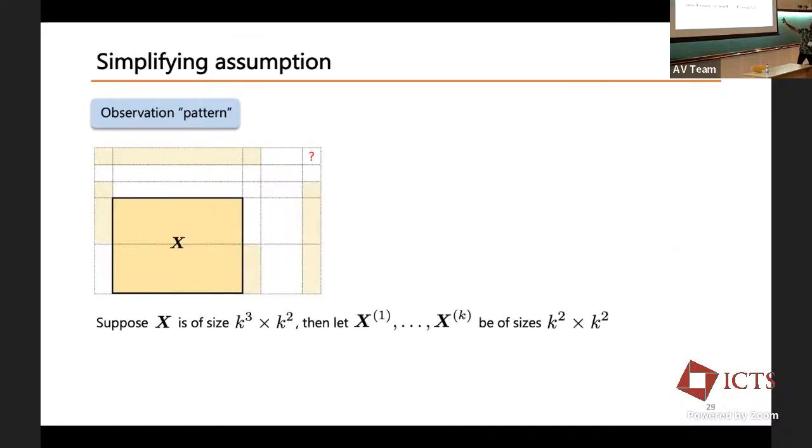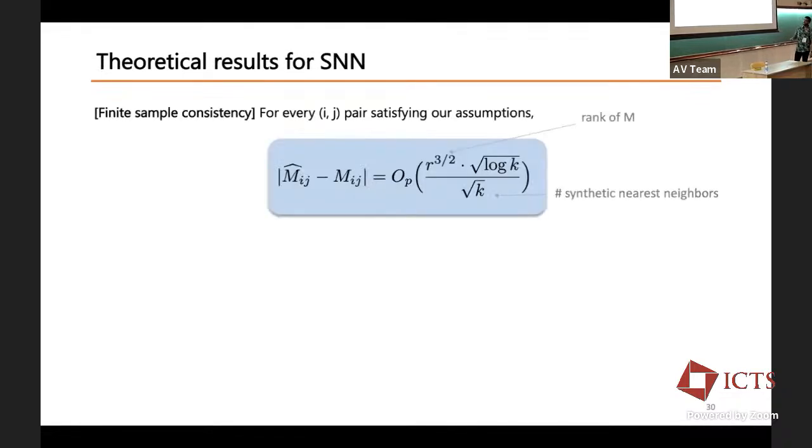Now, just to give a sense of, let's say this matrix X was hypothetically of size k cubed by k square. Then the optimal thing to do is to break it up into k sub-matrices, each of size k square by k square, to answer your question of how to break it up. If that is the case, then these are the kind of results you produce. The first is finite sample consistency. That is, for every entry ij that satisfies those four assumptions I just said, your recovery M hat at ij minus Mij is at this rate, which is r, the rank, the size of the singular vectors, over square root k, with this probability.